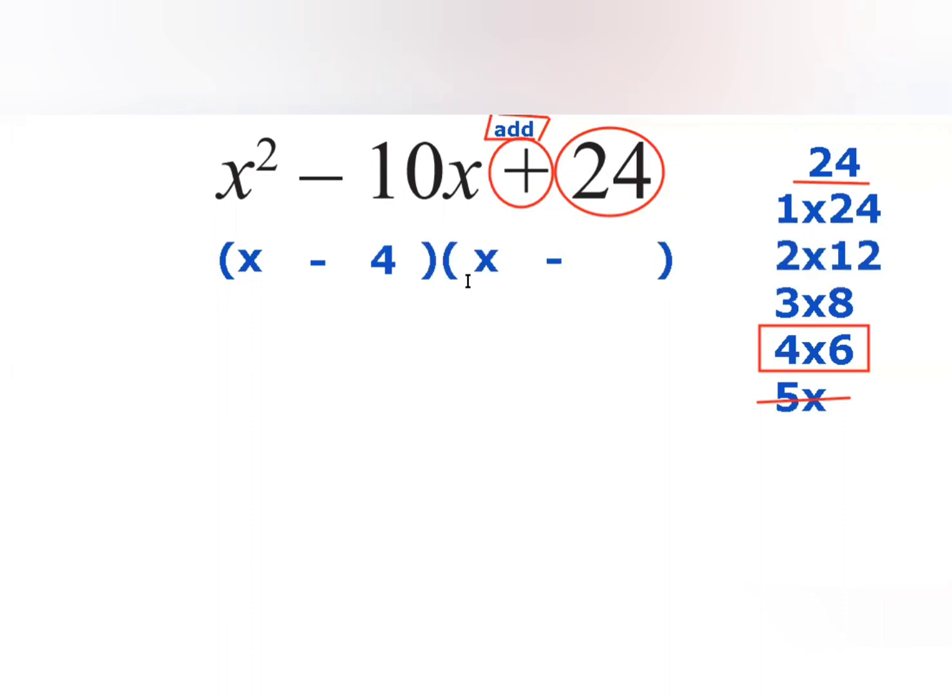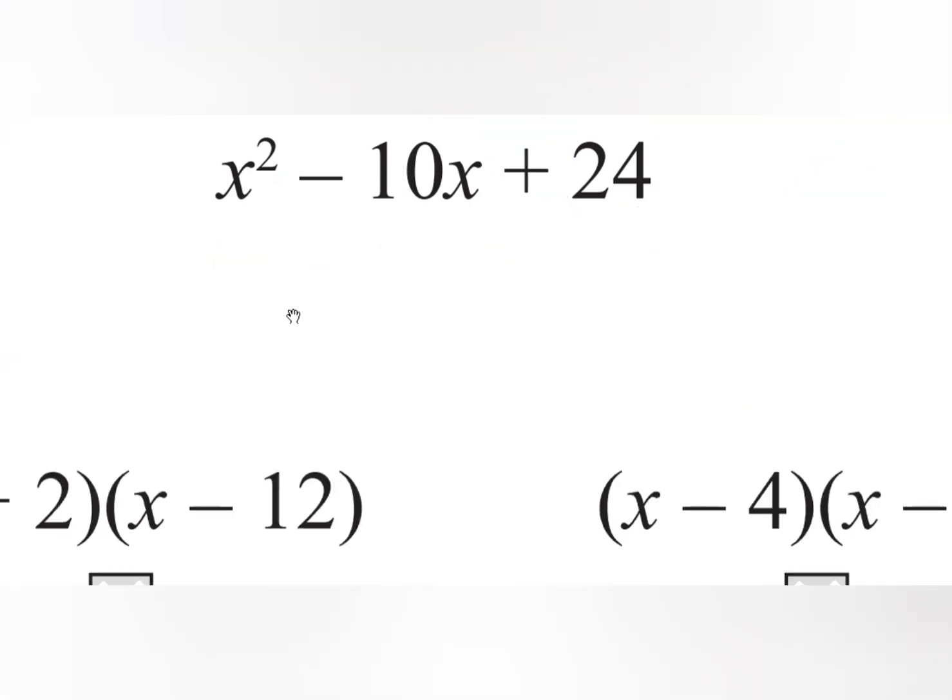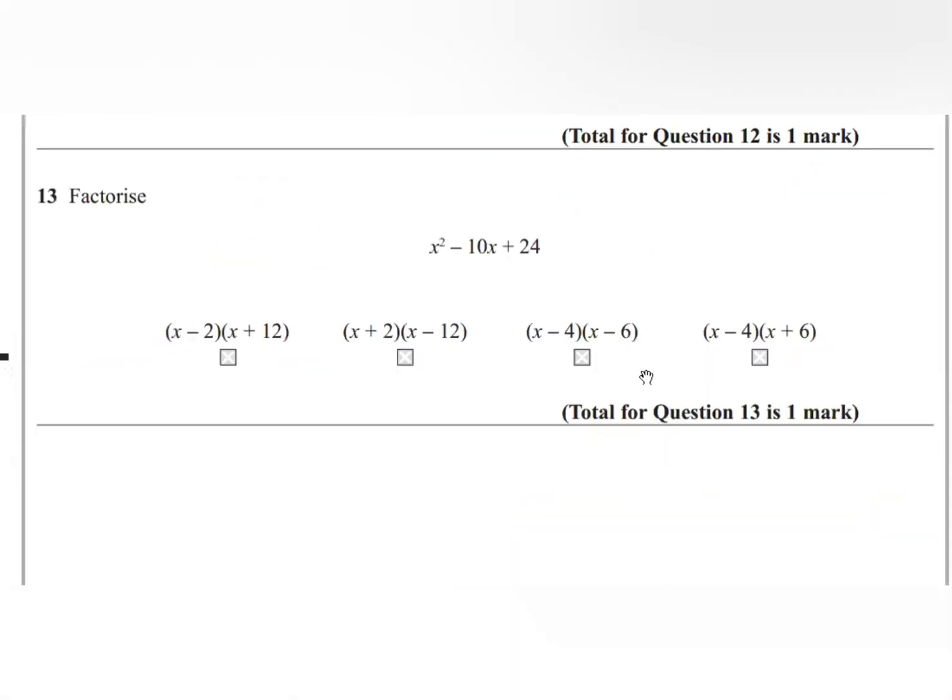So x minus 4, x minus 6 is the final answer for this question, okay? Now, let's check the answer. x minus 4, x minus 6, which is C, as you can see here. This is the final answer. And this is how you answer a question like this.